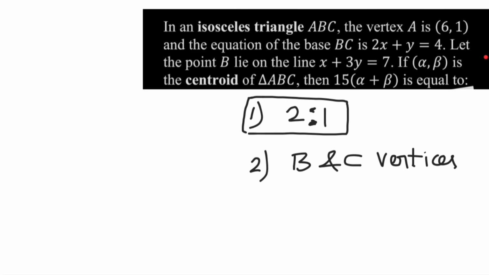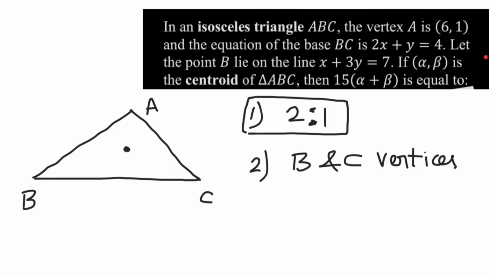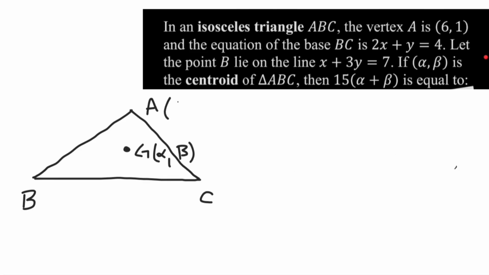So what is given? An isosceles triangle ABC. This is the centroid G, that point is (alpha, beta), and we know the A vertex, which is (6, 1). So the first method is to solve by the 2:1 property. If you draw an altitude from A to this point, name it as capital M, the centroid G divides the median AM in the 2:1 ratio. This is the centroid property.